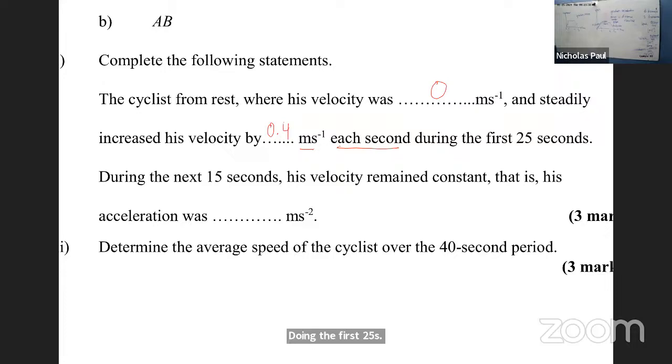During the next 15 seconds, the velocity remains constant. That is, its acceleration is how much? What's the acceleration when the velocity is constant? If the velocity is constant, the acceleration is what? Zero. Correct, 0. So this was a tricky little piece that you have to figure out, right?